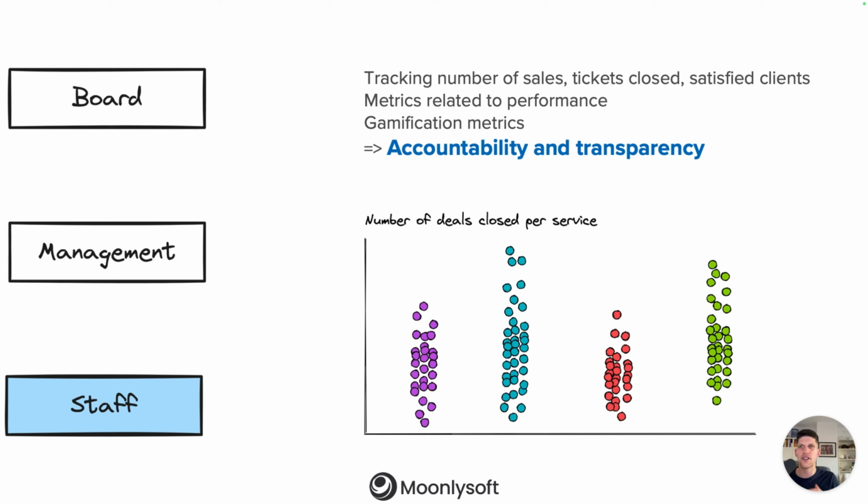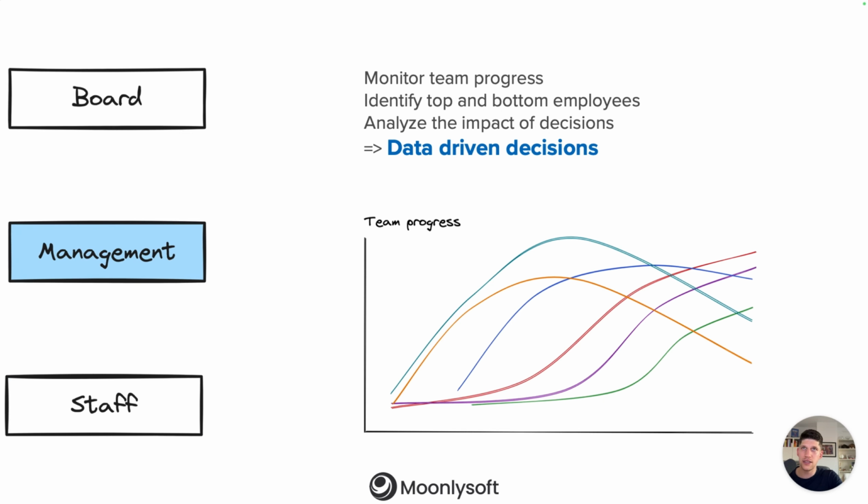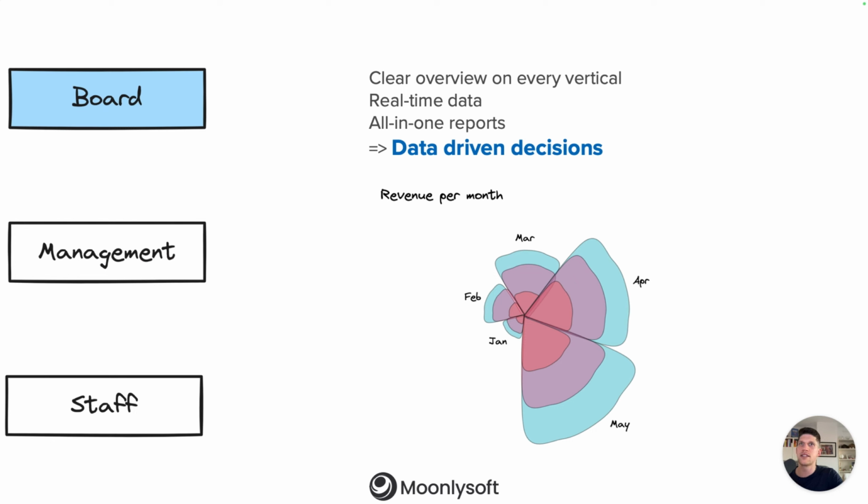And this gives the staff accountability and transparency. For the management team, it helps them make data-driven decisions because they see the team's progress. They see the five least performant staff and the five best performing staff, so they can give bonuses, or arrange trainings for the least performing ones. So they can make data-driven decisions.